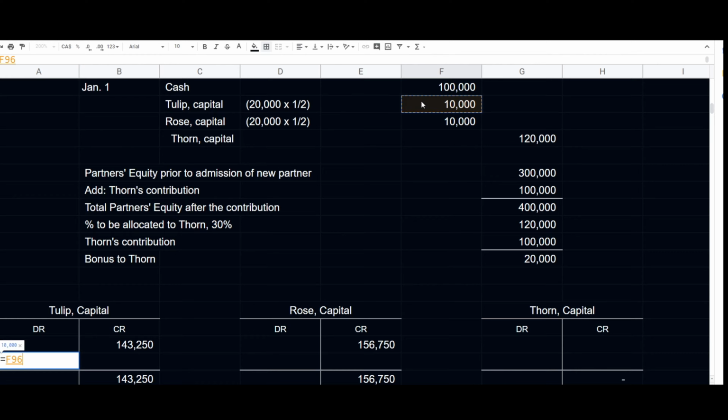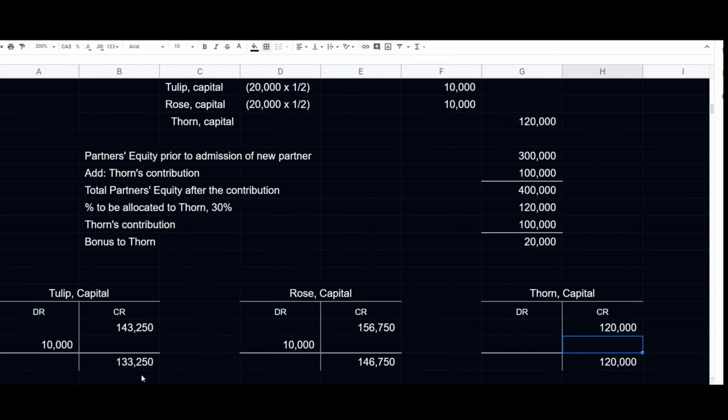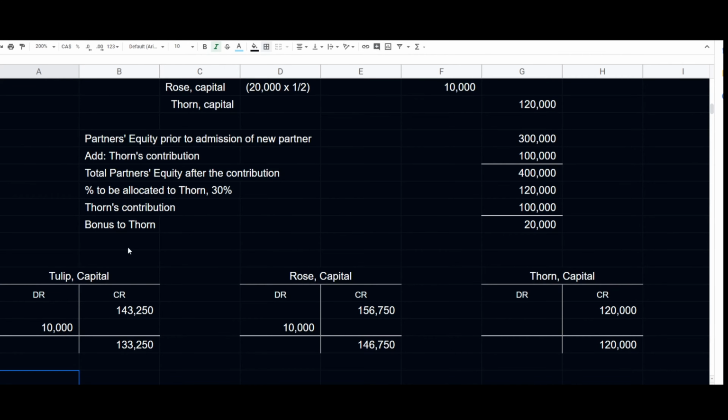Tulip's capital has been reduced by 10,000, and Rose's capital has been reduced by 10,000. Thorn's capital has just been put on the books for a total of 120,000. If we were to total 133,250 plus 146,750 plus 120, that would equal 400,000, which is equal to the total partner's equity after this contribution. Seems like everything is working out so far. Let's move on to the next transaction.